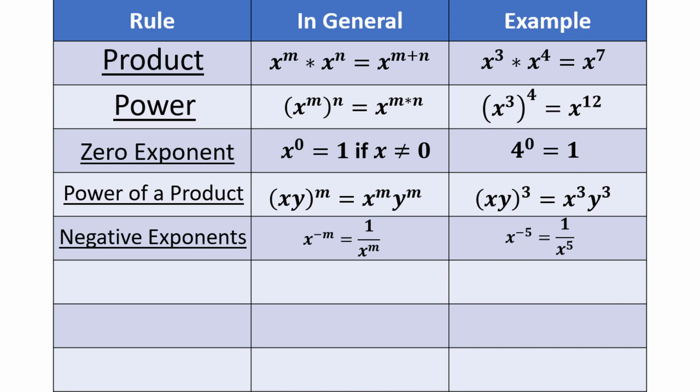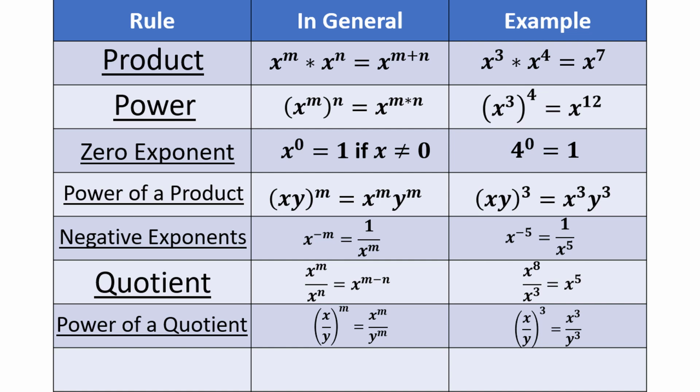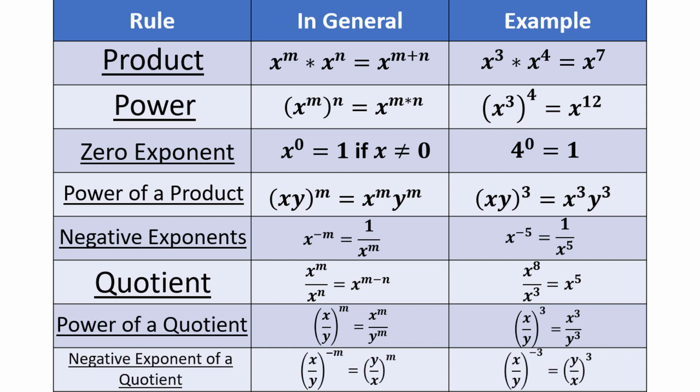Now, all of those were the properties that were discussed in the previous video. In this video, we discussed the quotient rule, which allowed us to subtract exponents from the quotient of variables with the same base. We discussed the power of a quotient, and how the power could be applied to both the numerator and denominator individually. And finally, we discussed negative exponents with a quotient, and how we could rewrite the expression as the reciprocal with a positive exponent.